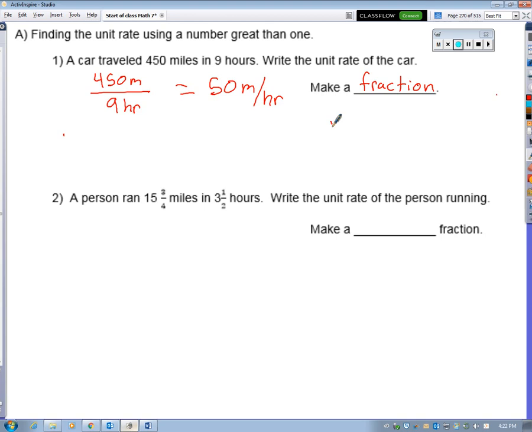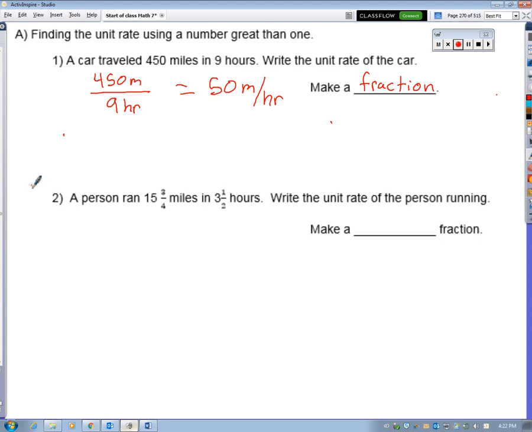Now you may say, Mr. Peterson, this looks really easy. Without even setting up a fraction, I already knew that I had to divide this by 9 to get that. Why did I have to go through this step? Well, I'm starting you off with some easier problems before we get more complicated.